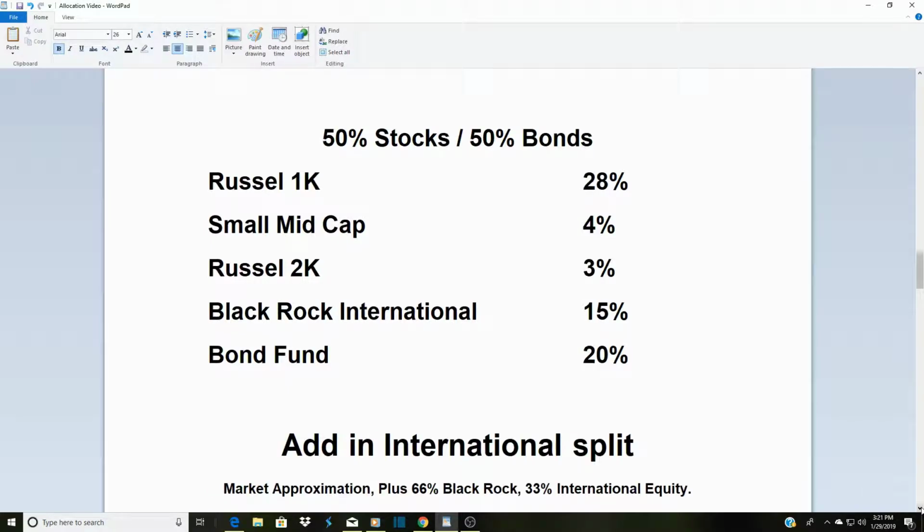And then finally, we have the 50% stock, 50% bond. We have the Russell 1000 at 28%, small mid cap at 4, Russell 2000 at 3, your BlackRock International at 15%, your bond fund of 20%.